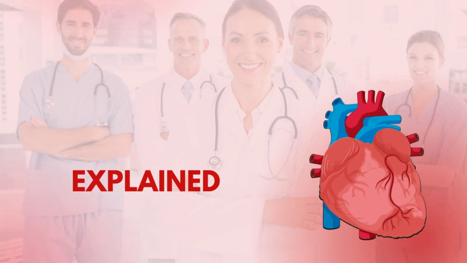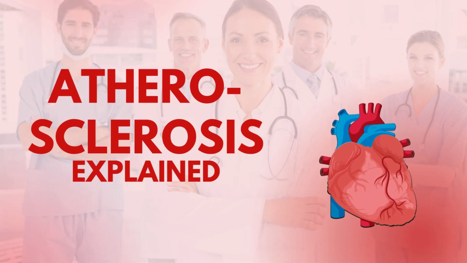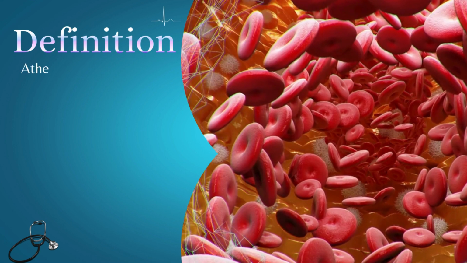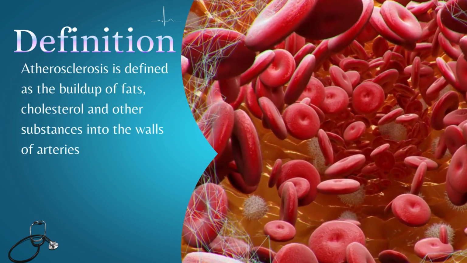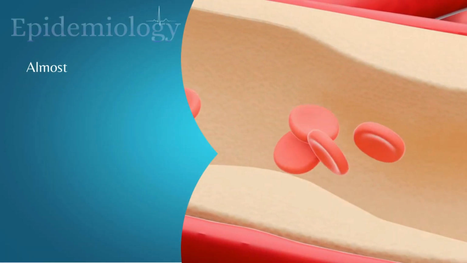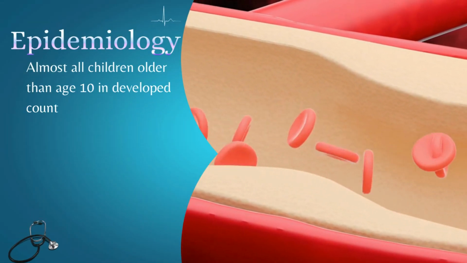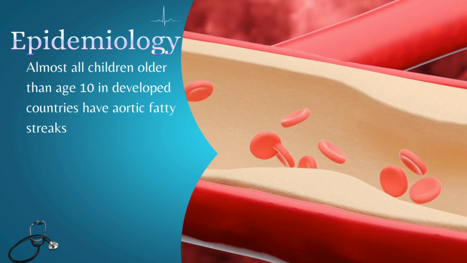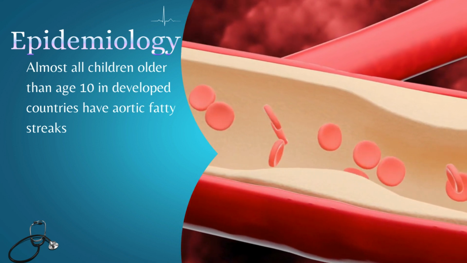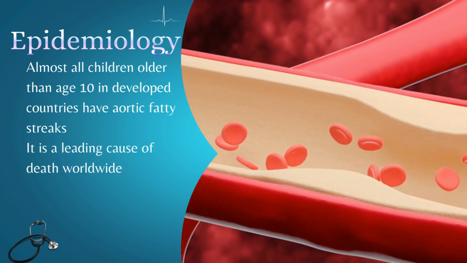In today's video, we will explain the disease atherosclerosis. Atherosclerosis is defined as the buildup of fats, cholesterol, and other substances into the walls of arteries. Almost all children older than age 10 in developed countries have aortic fatty streaks, which are followed by coronary fatty streaks in adolescence. It is a leading cause of death worldwide.